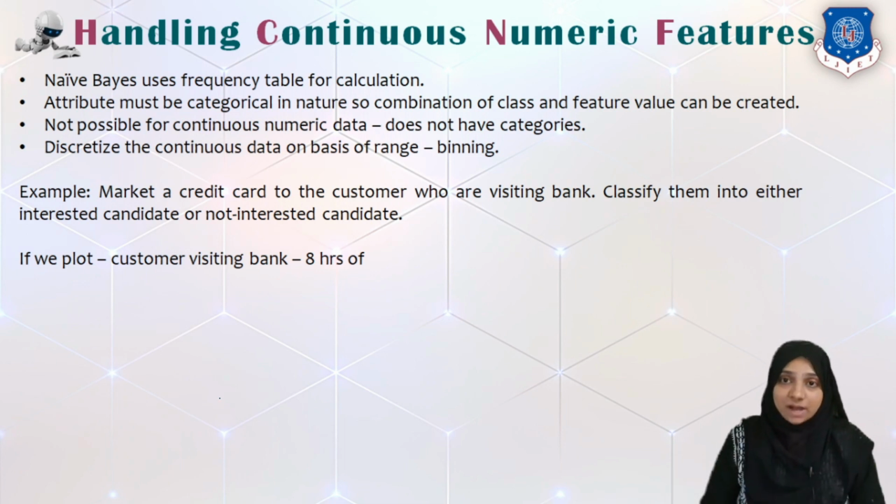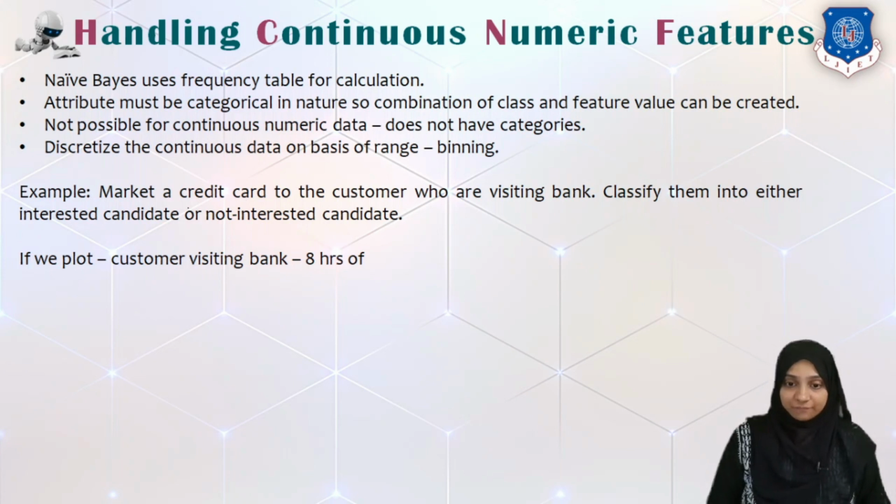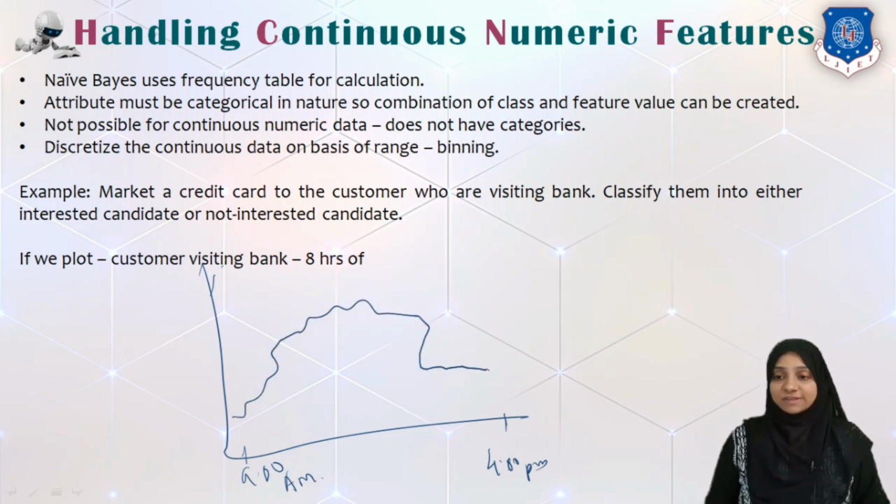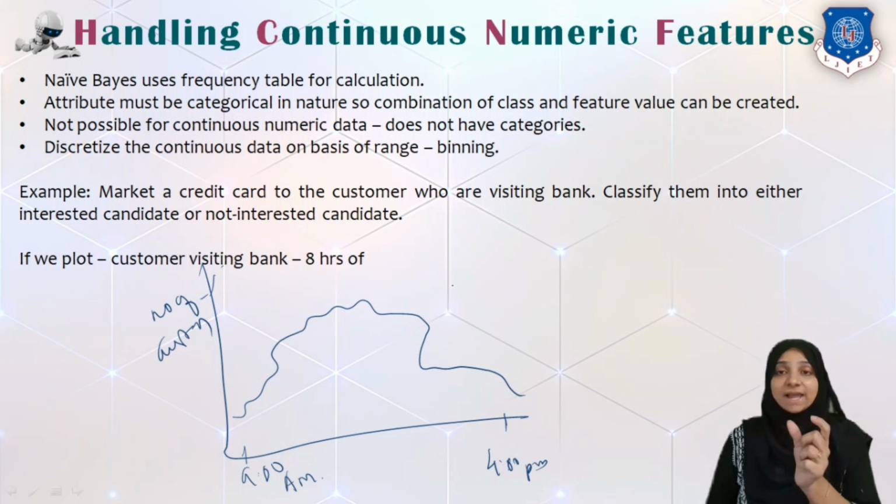Whatever the visiting hours of customers in a bank, if this plot is continuous, then say for example the bank opens at 9 a.m. and closes at 4 p.m. So this is from 9 a.m. to 4 p.m., and we have plotted that customers are coming at these kinds of frequencies. These are nothing but the number of customers. So this is a continuous graph. The number of customers visiting in a particular time window is not discretized, so these values are real.